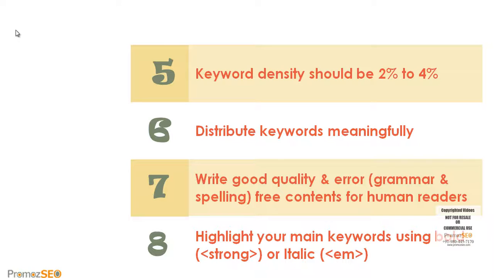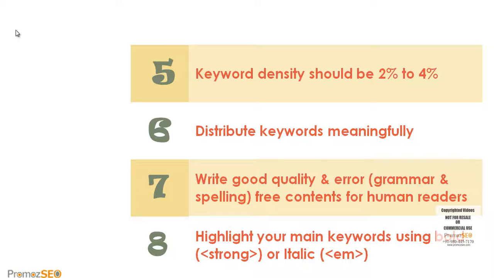Write good quality, grammar and spelling error-free content for human readers. Most of the time you may see a page where the content is not that good. There are lots of keywords they have used, there are lots of grammar and spelling errors, and most of the time you can see that the content is actually created for the search engines, not for human readers. That is not good.